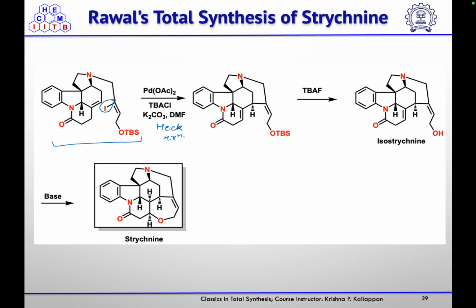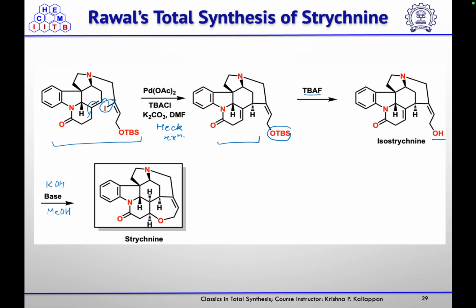So palladium will insert in this bond, and then this will react, and this double bond will migrate at the last step. So they got this Heck cyclized product. Mechanism I will show in the further slide. Then TBS was deprotected using TBAF to get the corresponding isostrychnine, which was known to convert into strychnine using KOH in the presence of methanol.